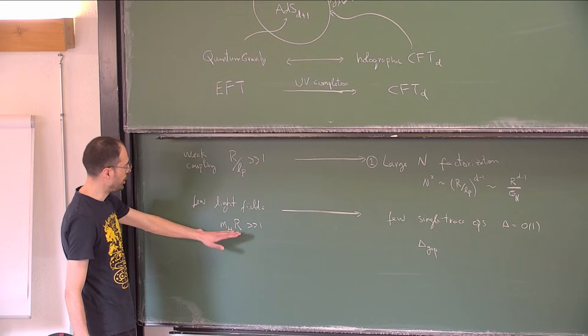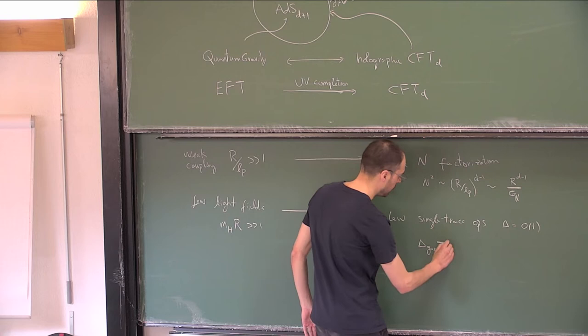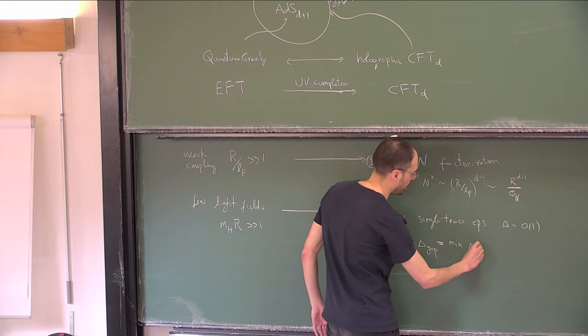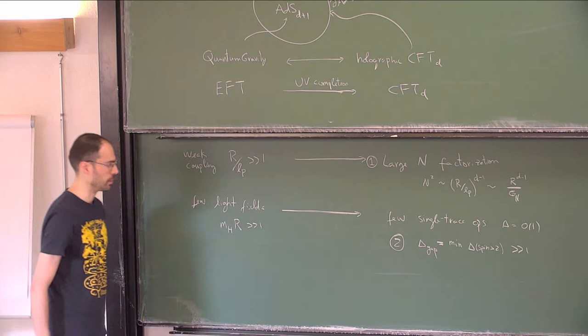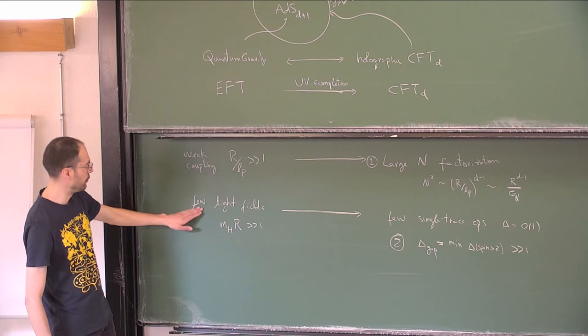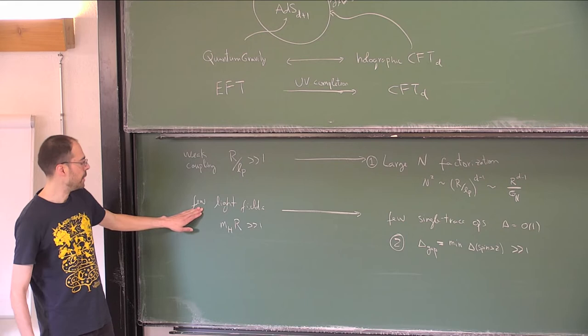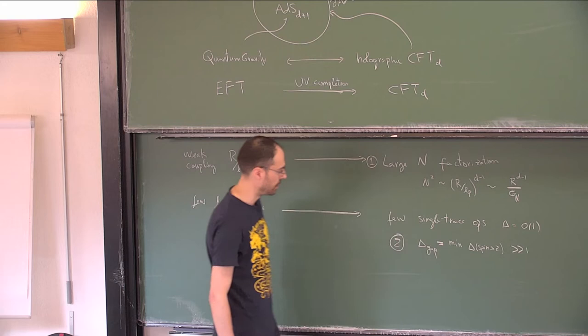It's convenient to think of this heavy state, to make this actually precise, to call it the minimum dimension of operators with spin greater than 2. Okay? And so this delta gap is greater. And this is what we usually call condition number 2. The condition on the spin is quite useful because, as we shall see, sometimes these few are actually an infinite number of states that come from Kaluza-Klein modes, but they all have spin at most 2. So it's very convenient to define delta gap as the highest spin.